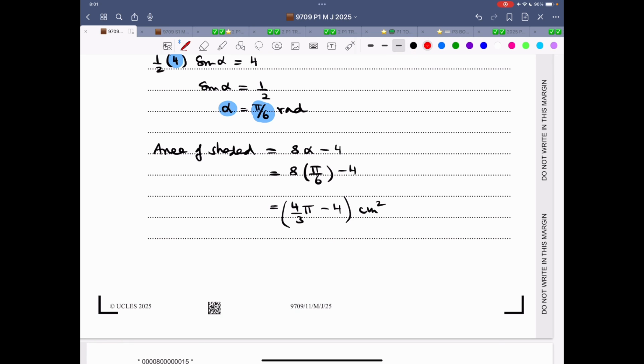Why is this the exact value? This is exact because it's in terms of fraction, it's in terms of pi. We are not simplifying this, approximating this as 1.3333, something like that. We are not plugging in the value of pi, so this is exact because it's fractions, it's in terms of pi. Simple, elegant kind of question.